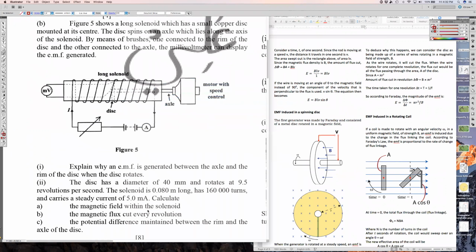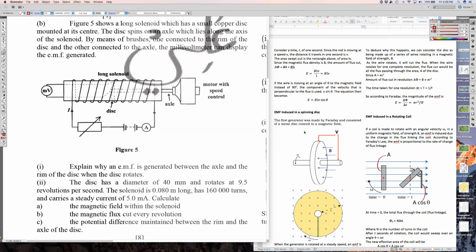The magnetic flux cut every revolution. Why? Because the amount of flux cut every revolution is the amount of flux in this entire area. When this piece of wire moves around, all of the flux inside the shaded area would be the flux that would be cut. The final part is the potential difference maintained between the rim and the disk.